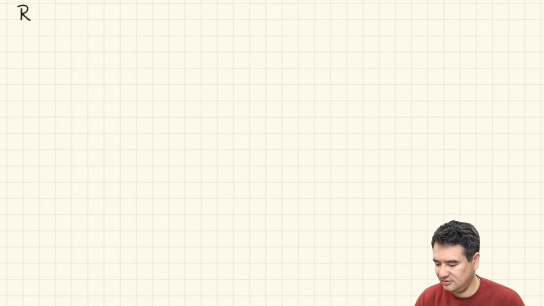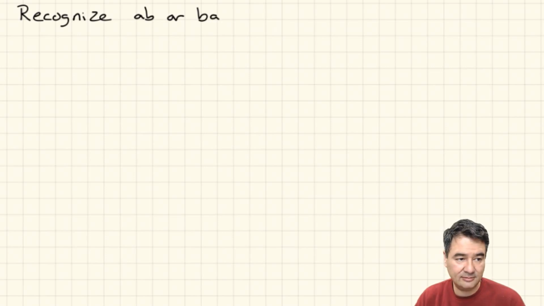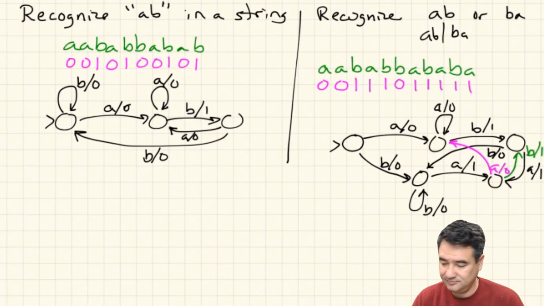So this is recognize AB or BA. So only considering the right 4 states, the top right and bottom left states can be combined, as well as the top and bottom right. Let me flip back to the other screen. So top right and bottom left. You mean this one and this one? Those can be combined? And top left and bottom right, those can be combined.